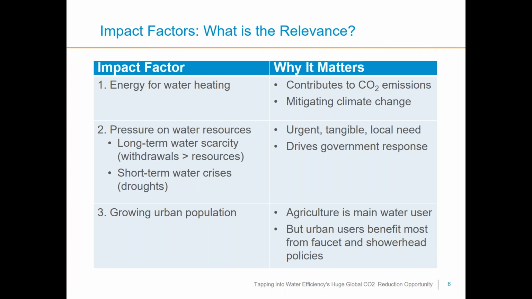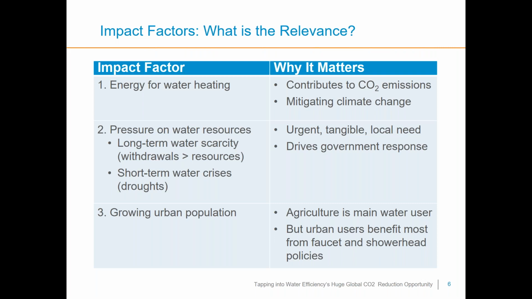Next, we looked at water. Where would the water impacts be greatest? Countries and regions with water stress. And here we're looking both at long-term water scarcity, so where the annual withdrawals exceed the resources, so aquifers are being depleted and so on, as well as short-term water crises, where cities are running out of water in the middle of the hot season or dry season. And why it matters is that it really addresses an urgent, tangible local need. And we've seen in the US that these kinds of water crises do drive government response.